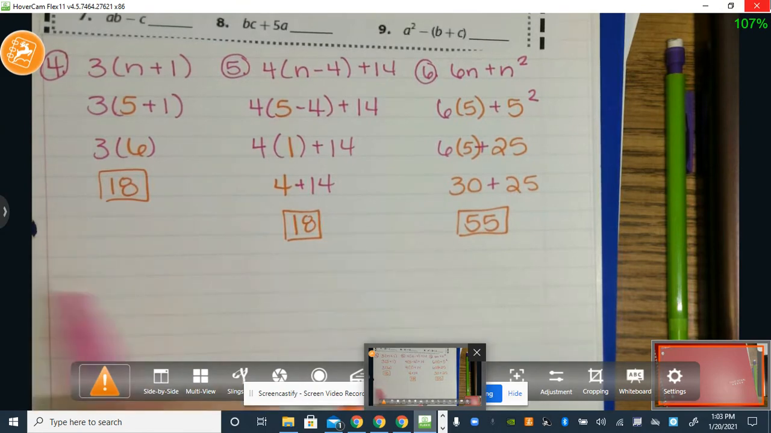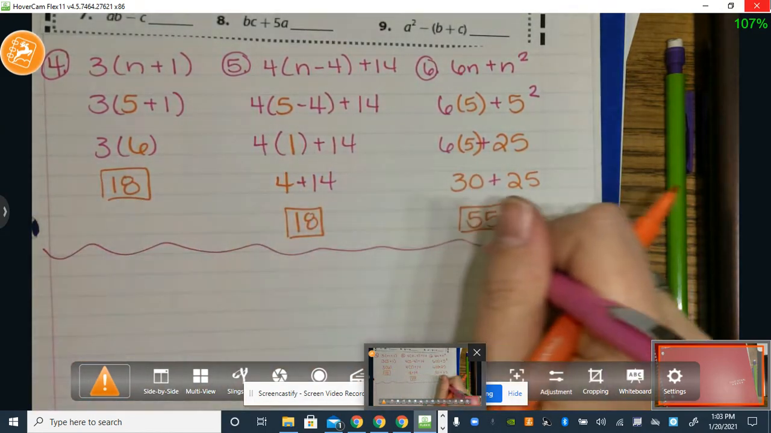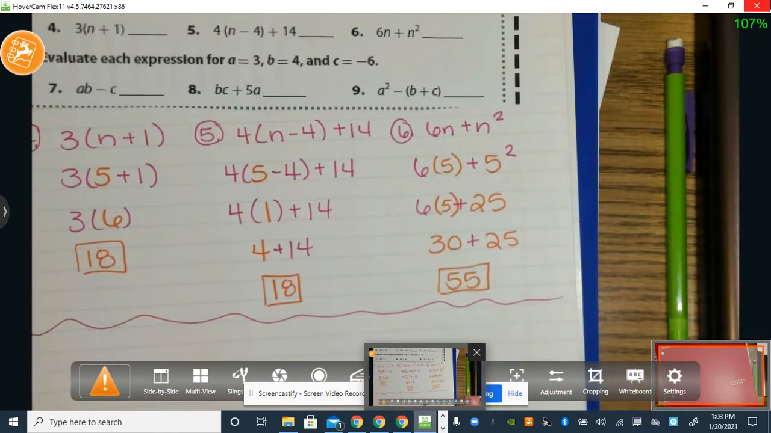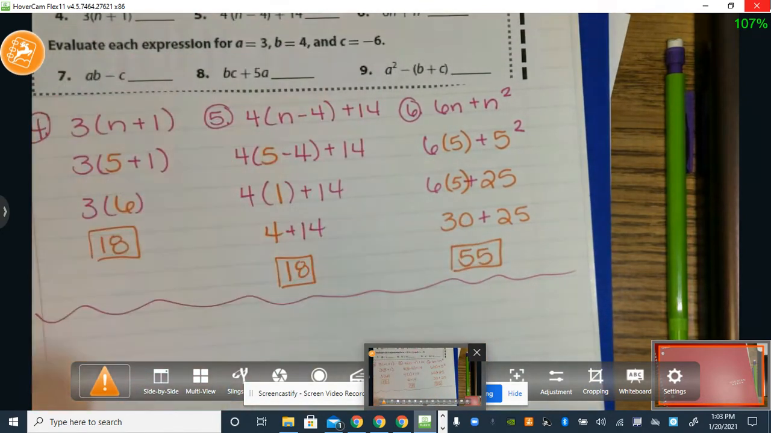Okay, so with 7, 8, and 9, guys, they don't just give you one variable, they've given you 3. And you need to get used to this because this is something you'll still keep seeing next year in 7th grade, 8th grade, and into high school. They're going to give you multiple variables, and you need to figure out what it would be when you're evaluating, right?